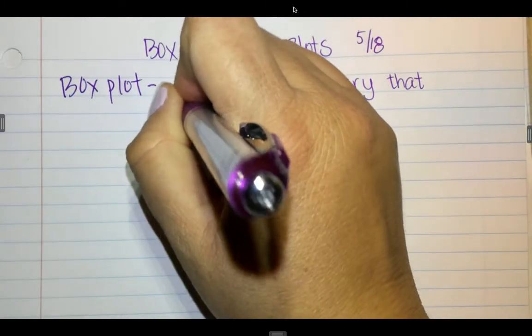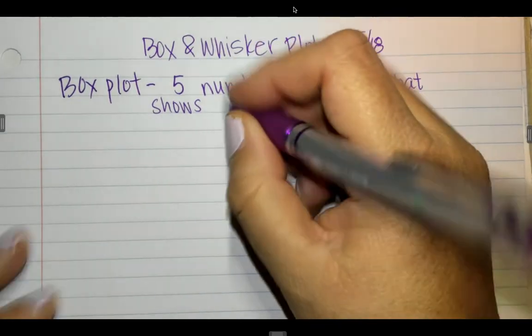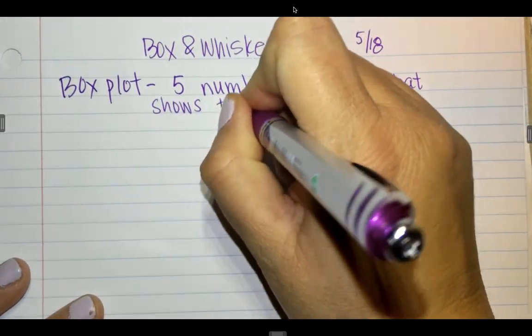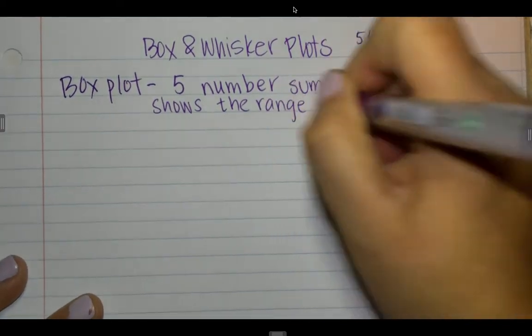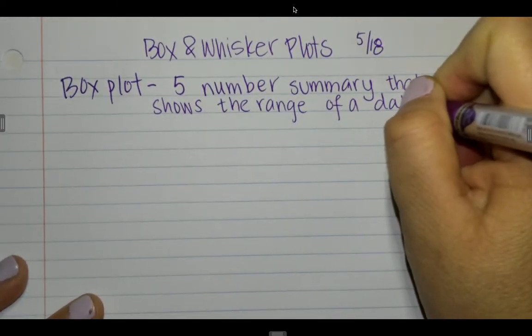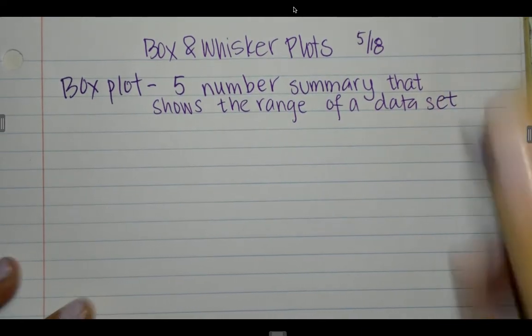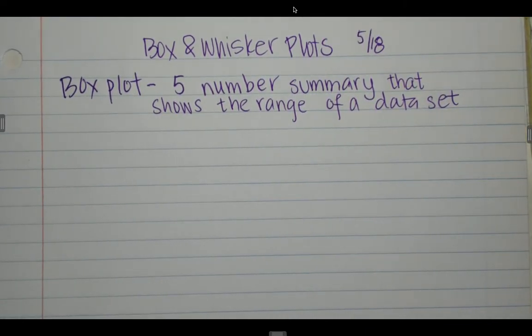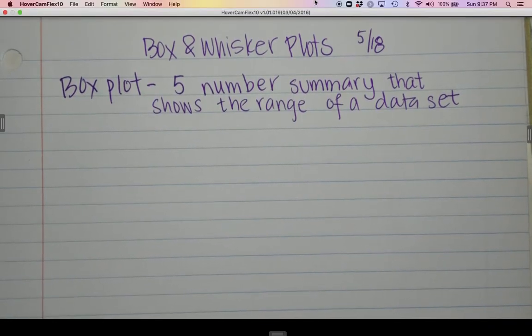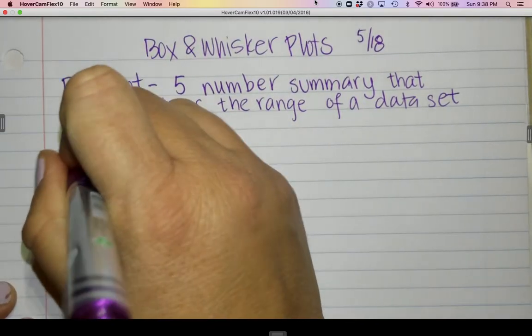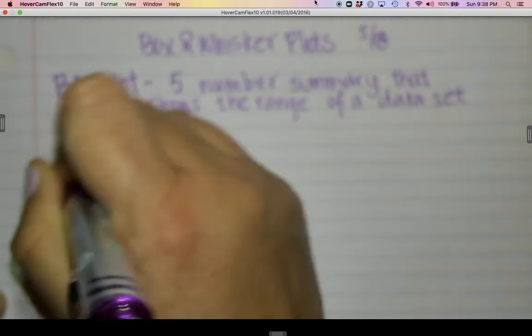Alright, it's a 5 number summary that shows the range of a data set. And not just range meaning highest minus lowest. It actually shows the whole spread of the data, which you'll understand a little bit better once I show you. Okay, back on track. Now the cat is gone. Alright, so again, you are writing everything down under the example.